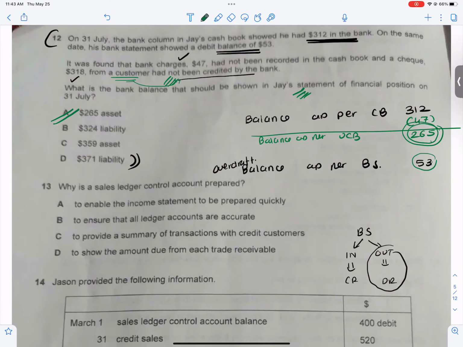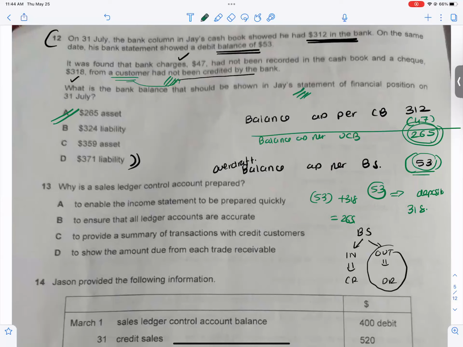asset. Okay. So the answer will be A. I got it. Otherwise, this is a negative balance. 53 is a negative balance. It does not have the deposited money of how much? 318. So from this minus 53, I will add 318. So it will become how much? 265. Okay, go to the next one.